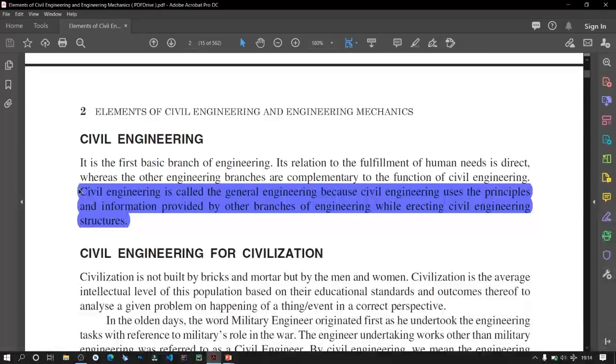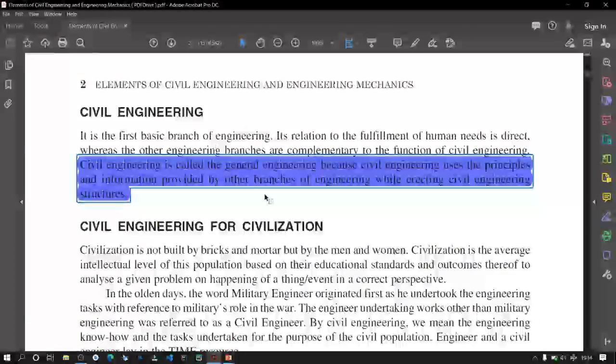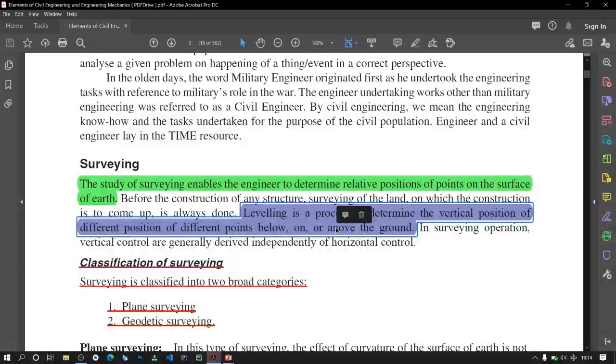The definition of civil engineering: it is called the general engineering because civil engineering uses the principles and information provided by other branches. Okay, what is surveying? The study of surveying enables an engineer to determine the relative positions of points on the surface of earth. And leveling is the process to determine the vertical positions of different points below, on, or above it.